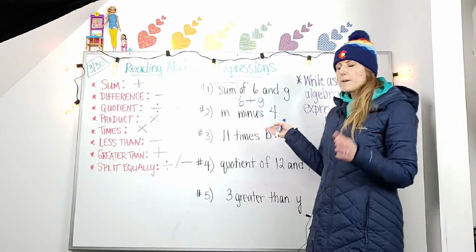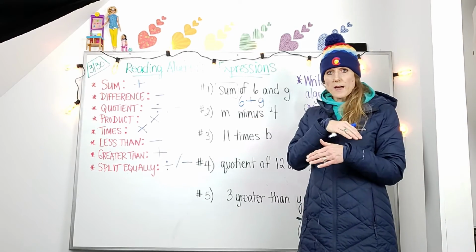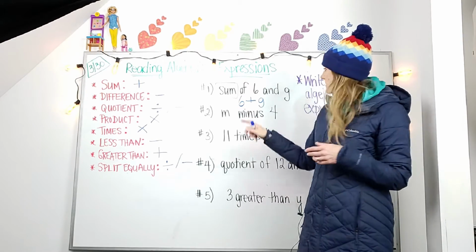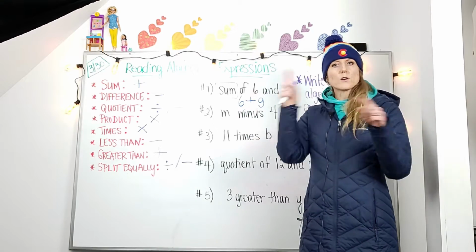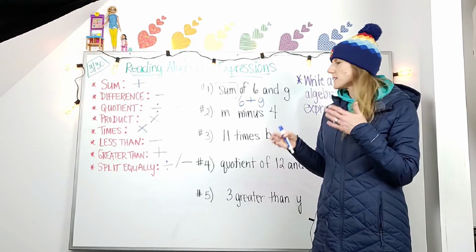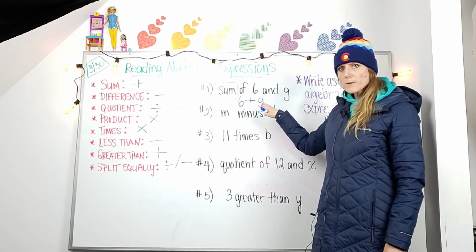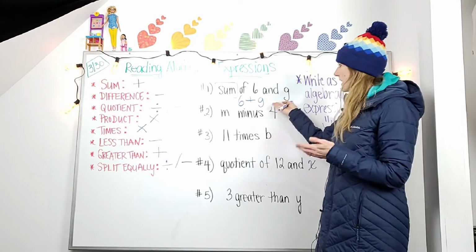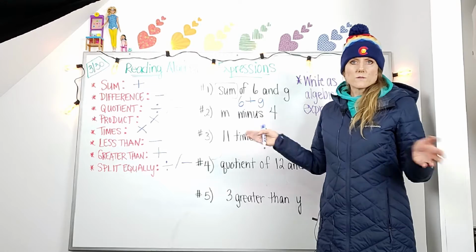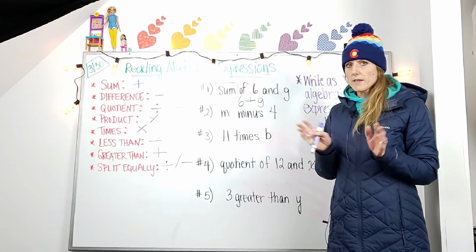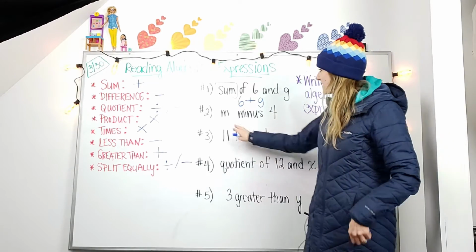Now, would it matter if those were flip-flopped? It would not matter because, as you guys know, addition can go both ways. G plus 6 would be the same as 6 plus G. Okay? So again, we are just writing the expression. We're not solving it because I have not told you what G equals. So don't have to worry about that for today. We are not solving.